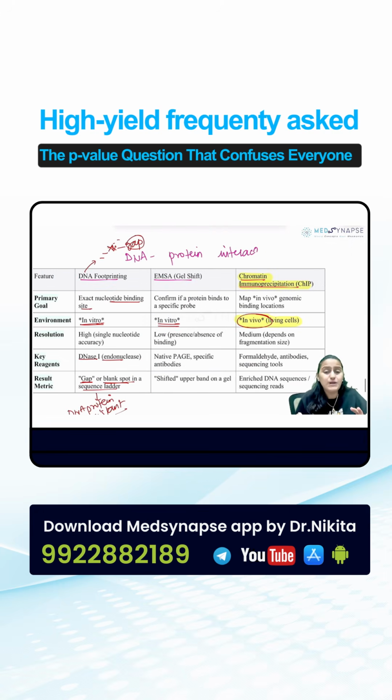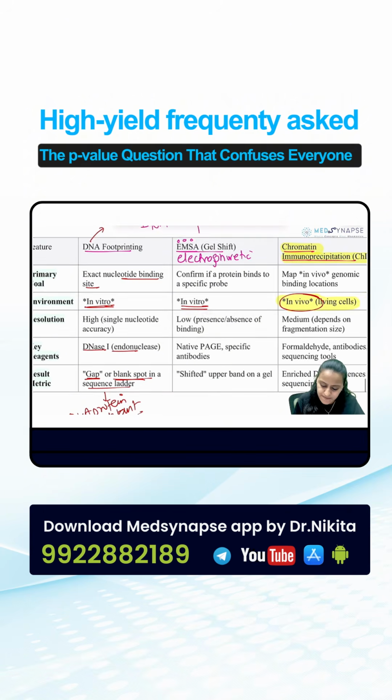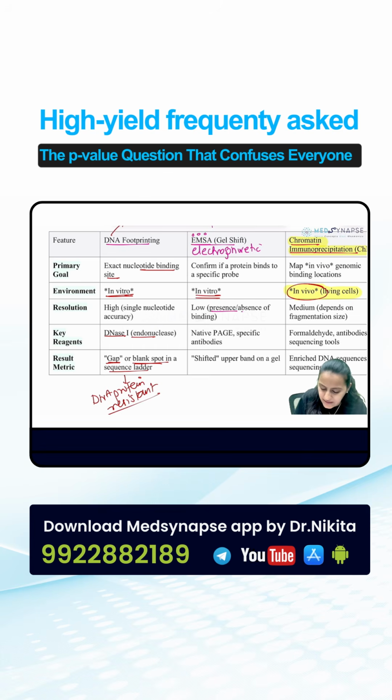Coming to the other one, which can be asked in your upcoming exam: EMSA, electrophoretic mobility shift assay. Understand the concept. A DNA without protein and a DNA with protein. A DNA with protein bound becomes heavy, and the charge also changes, so the movement in electrophoresis will be affected. It will be slower moving as compared to the native DNA. That is the EMSA test, also for DNA protein interaction. It will just tell you whether the binding is there or not there. It will not localize the binding. If the mobility is slow as compared to native DNA, that means DNA protein binding has occurred.